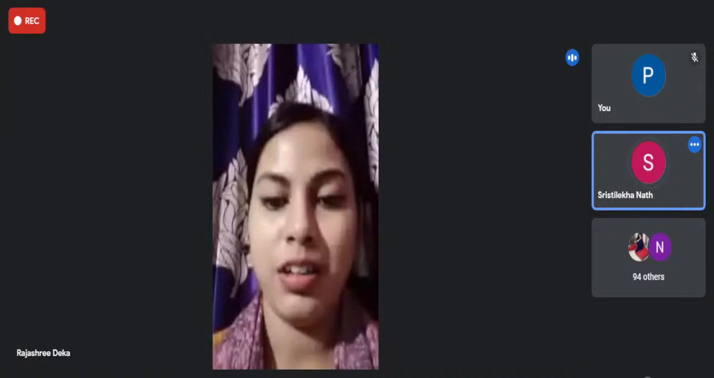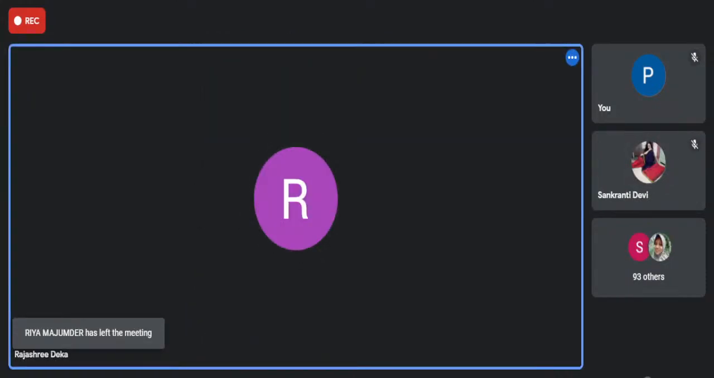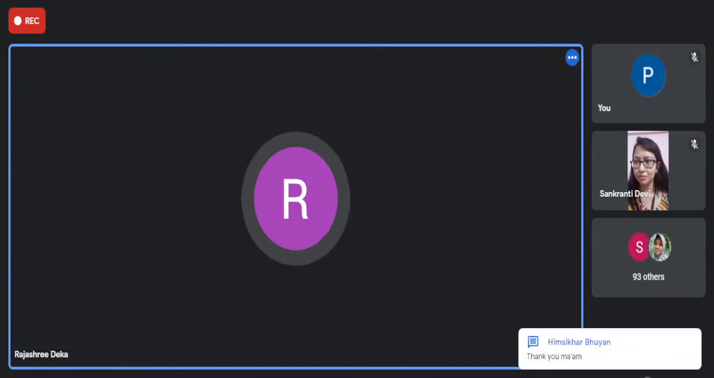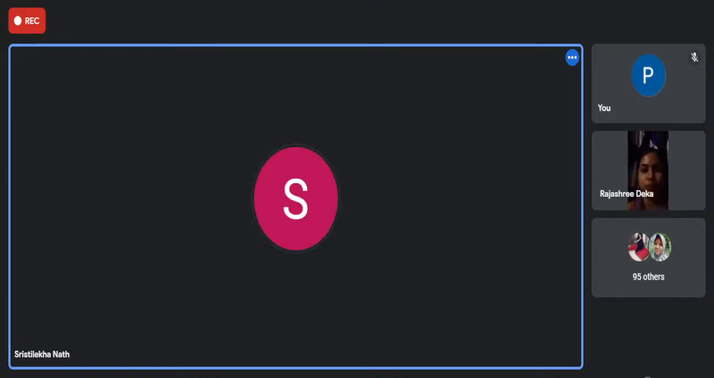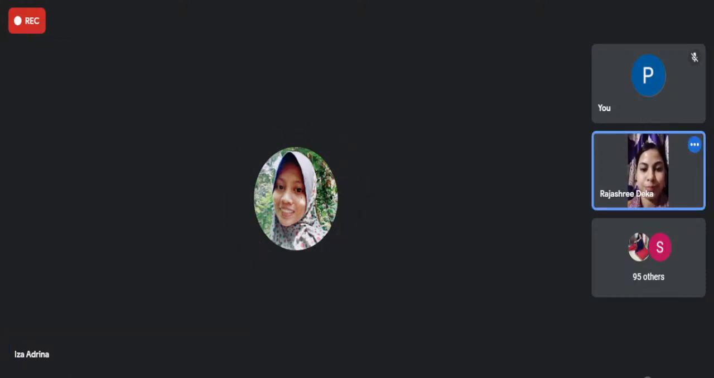Then moving on to our next question. It is for Iza ma'am, asked by Himshikhar Kalita. He asks: Ma'am, which natural predators do gibbons have? For the gibbon, their natural predators are owl, python, and also eagle. Okay, yes ma'am. Thank you, ma'am.